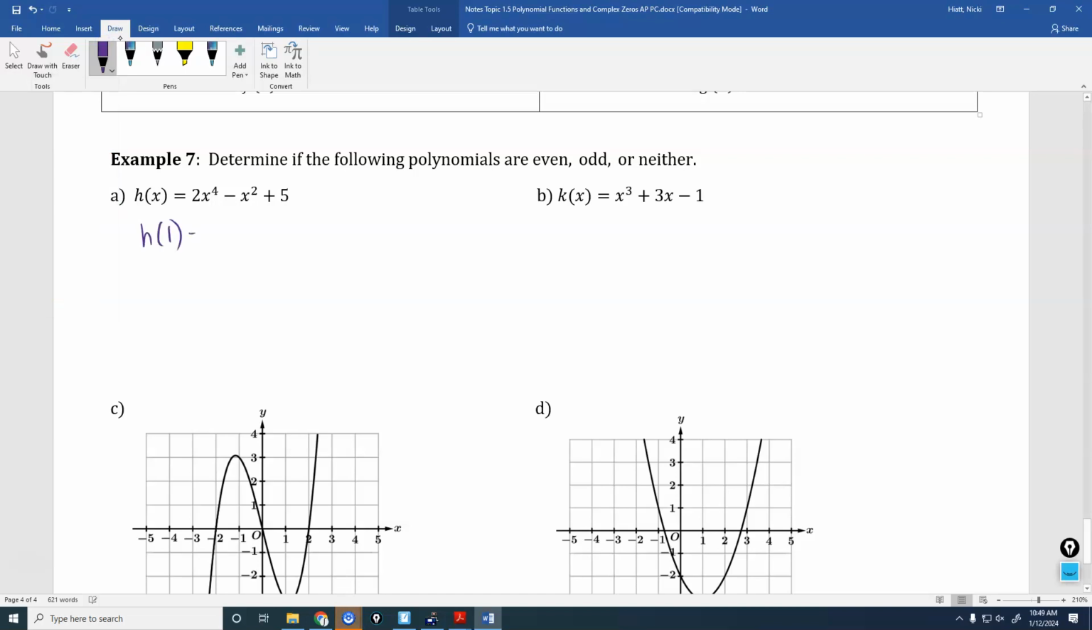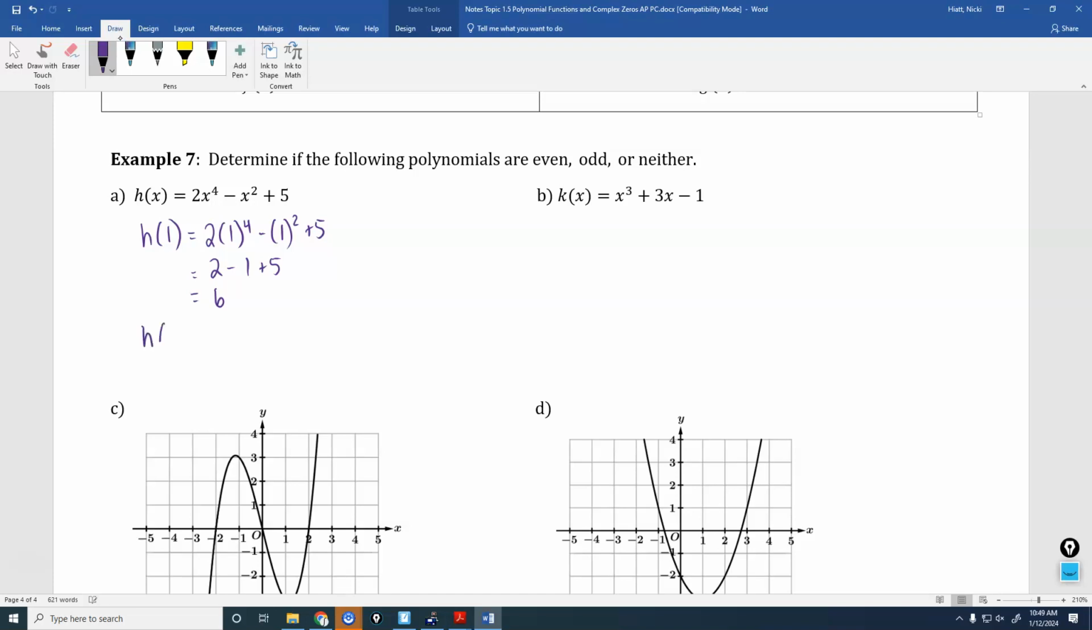So h of 1 is 2 times 1 to the 4th power minus 1 squared plus 5. Now, when I raise 1 to a power, I'm just going to get 1. So this is just 2 minus 1 plus 5, which is going to be 1 plus 5, which will give us 6.